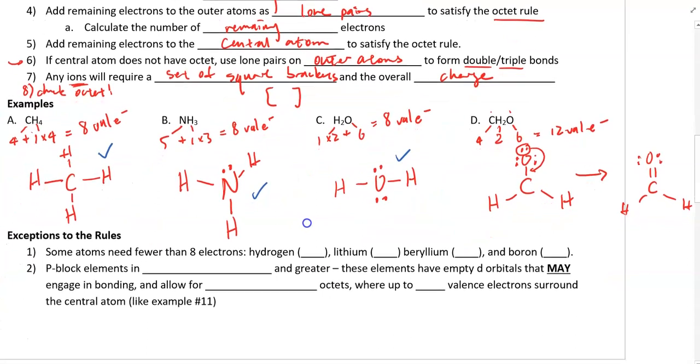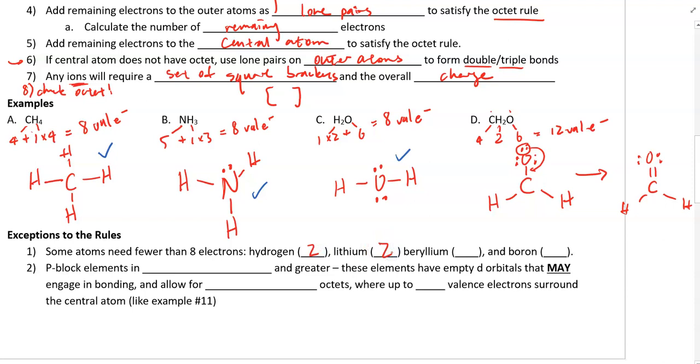Last little bit here, we have a couple of exceptions. Some atoms need fewer than 8 electrons. That's hydrogen, which only needs 2 electrons to satisfy the octet rule. Lithium only needs 2 to satisfy its octet rule. Beryllium needs 4, and boron needs 6 valence electrons to satisfy the octet rule.